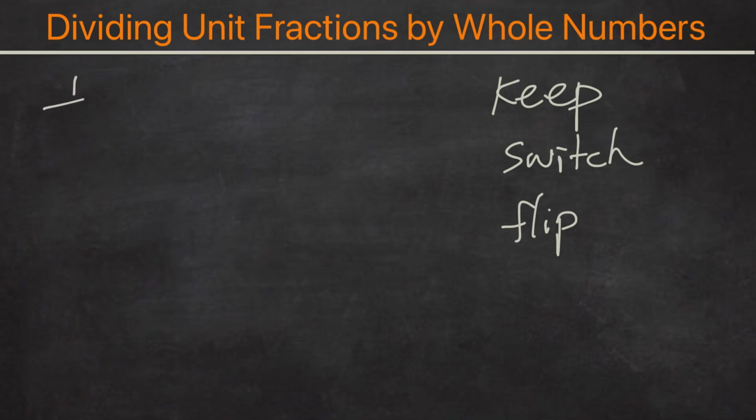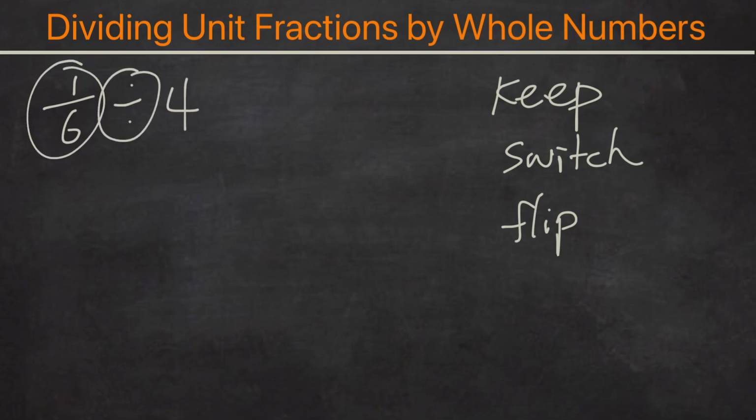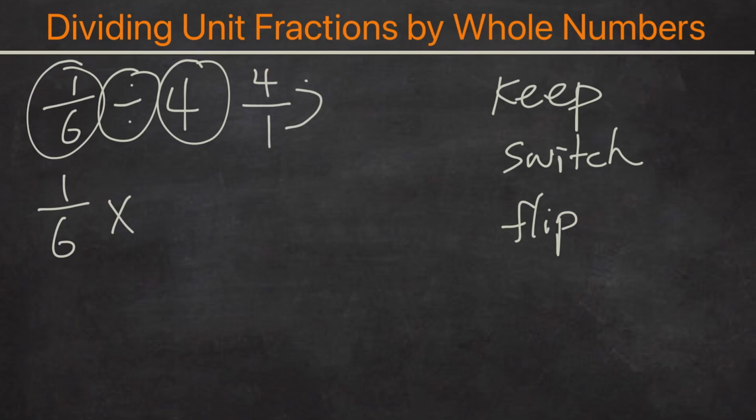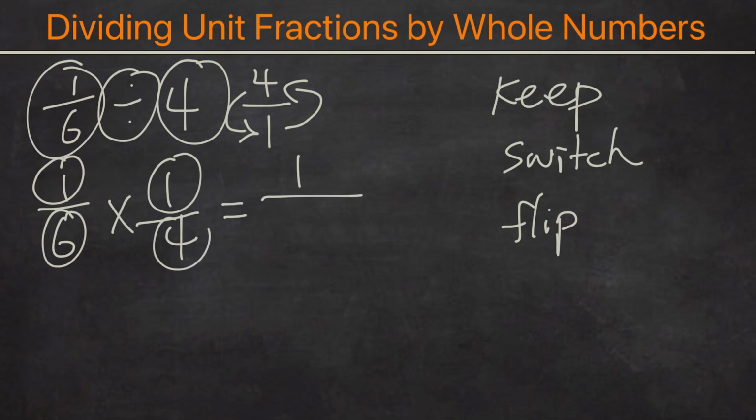Now let's try this one. 1/6 divided by 4. Okay. Using the keep, switch, flip method, we would keep this, we would switch this, and we would flip this. So we would keep the 1/6, change the division to multiplication, and to flip 4, this is 4/1, and if we were to flip, it means it'll become 1/4. So then we would cross multiply. 6 times 4, 24. And that would be the answer.